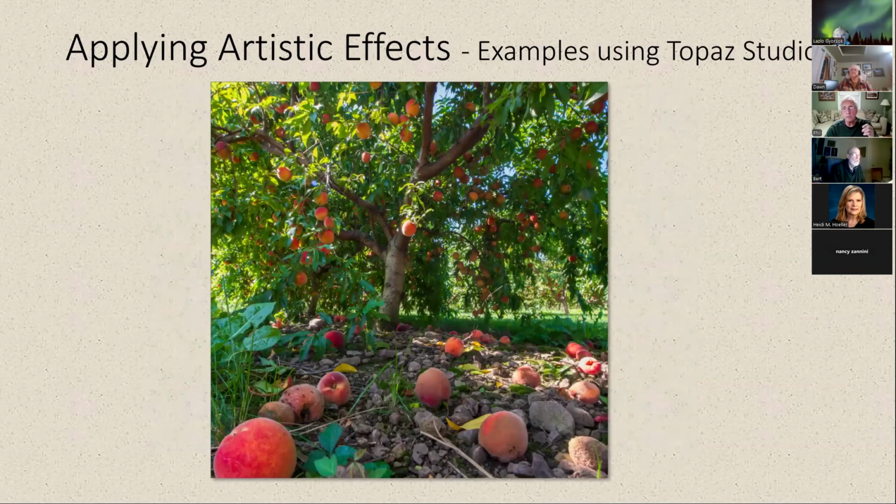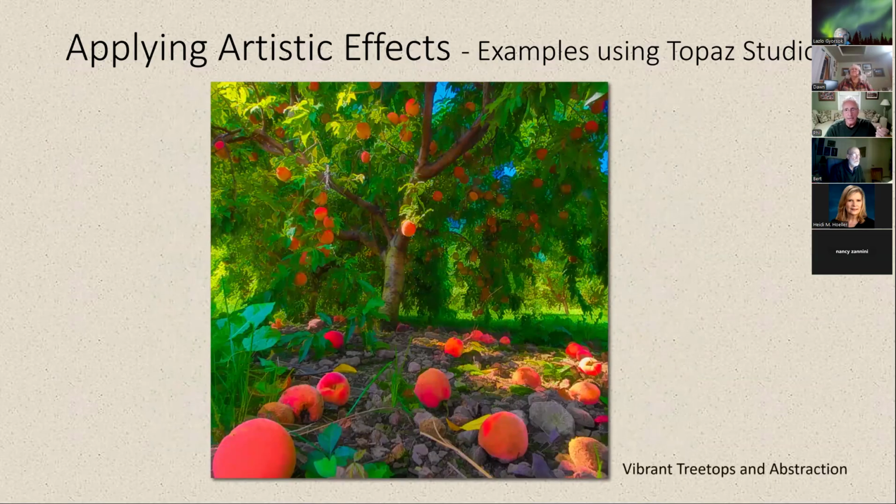Here's a ground level view of a peach tree. Again, it's nice, but I'm not really feeling much of anything looking at it, until the right artistic effect, or in this case, effects, push the colors out. And here I used two of them, vibrant treetops. Then I went back in again and used the abstraction effect. And so I think we've got something a lot more interesting and colorful to look at here.